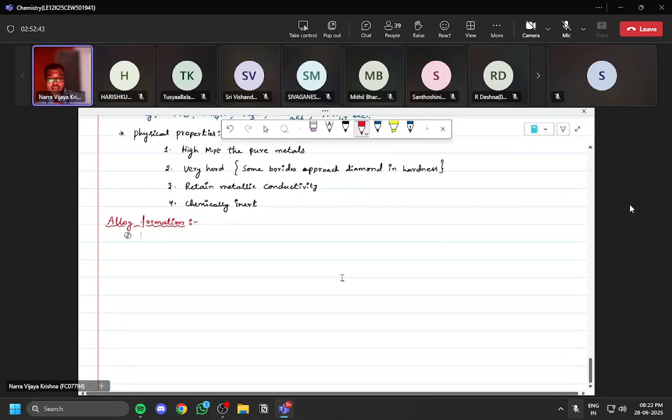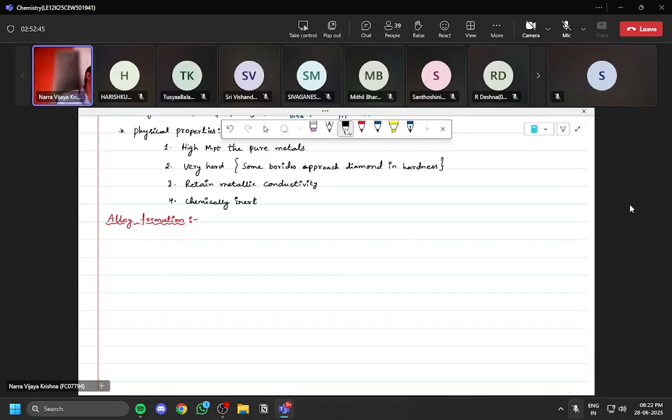Here also, what are alloys? Homogeneous mixtures of metals, or we call them solutions of metals. If two metals are mixed uniformly throughout the volume, then we call them alloys. So alloys are homogeneous solid solutions.